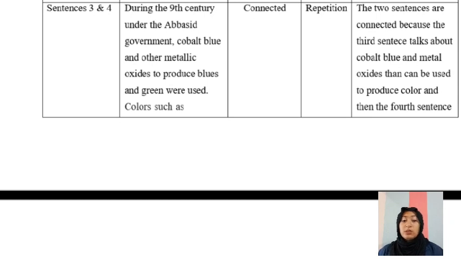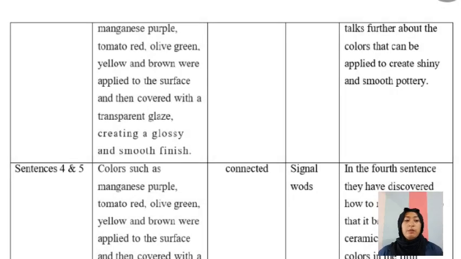Okay, move to sentences 3 and 4. It's connected because of repetition. The two sentences are connected because the third sentence talks about cobalt blue and the metal oxide, which can then be used to produce color, and the fourth sentence talks further about the colors that can be applied to create shiny and smooth pottery.